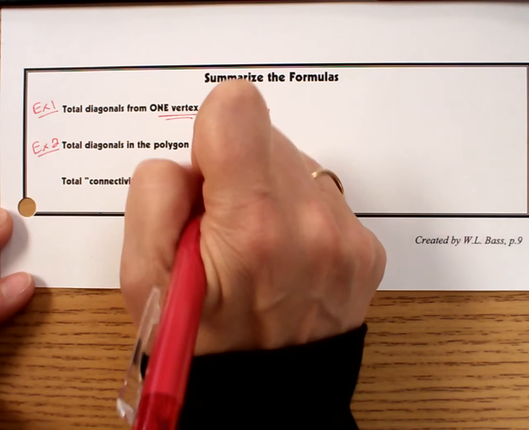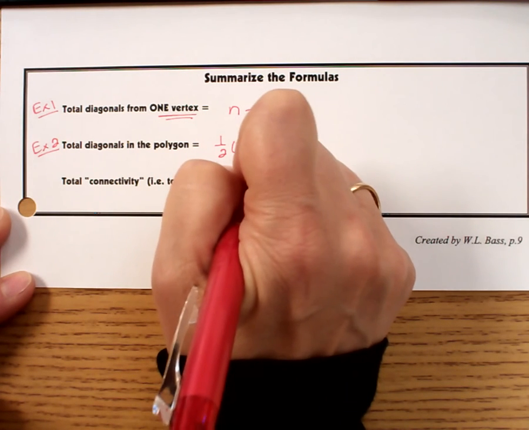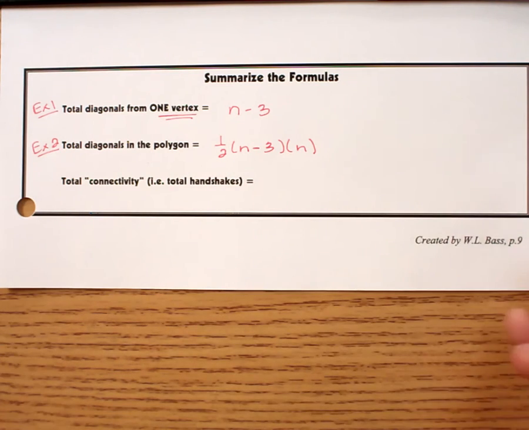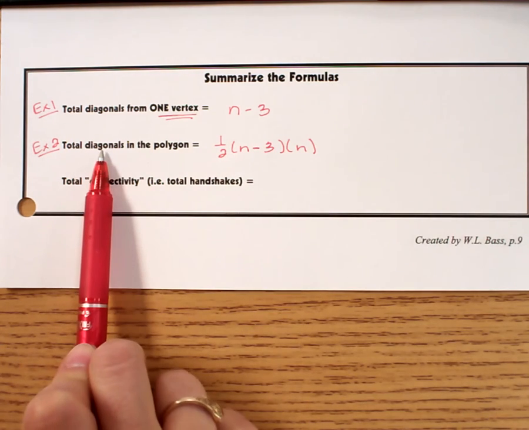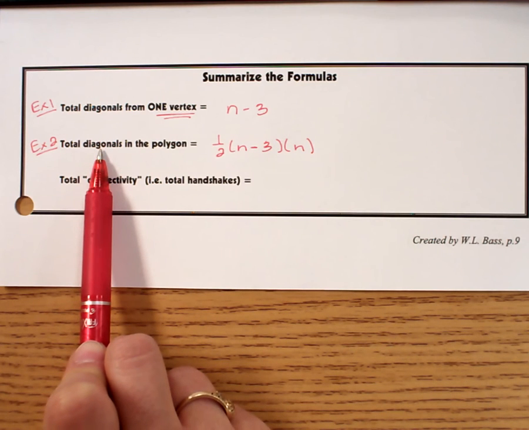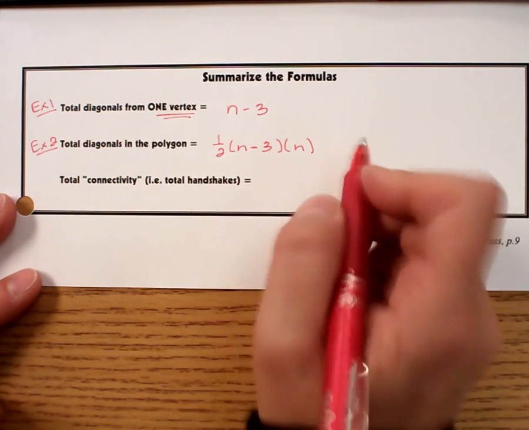Total diagonals, okay, this was our example 2. This was our 1/2 n, and you can write the products in either order, so I think we wrote it n minus 3 times n on the previous page. Remember, this is everyone in the group reaches across the group and shakes hands, but nobody reaches side to side, okay?